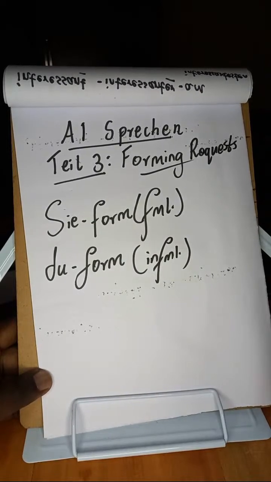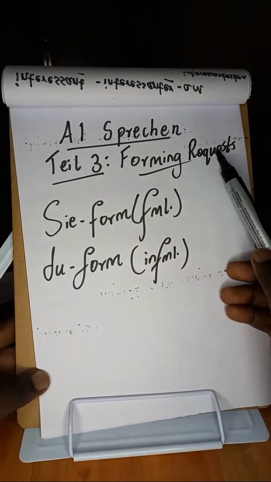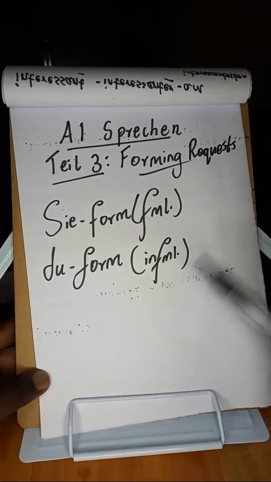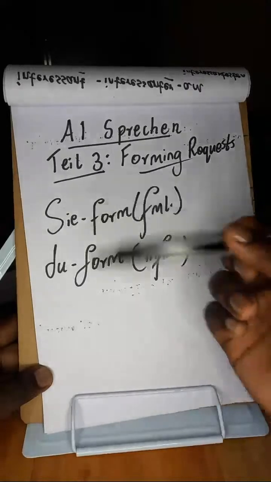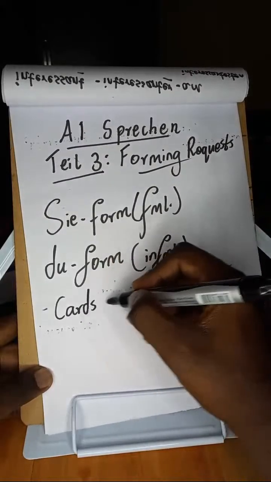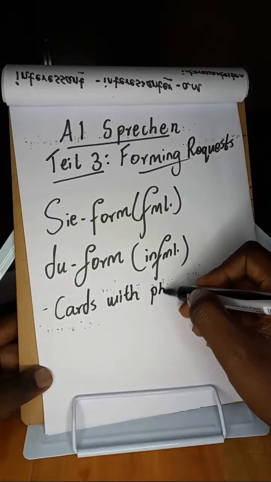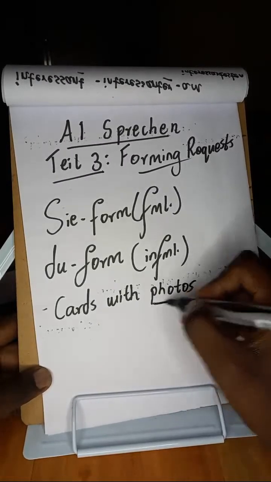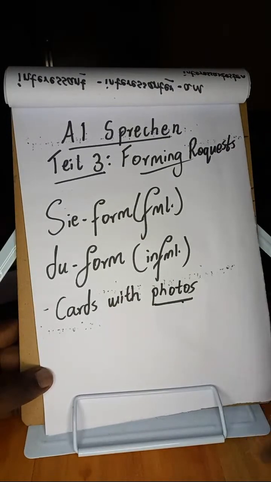So again, back to a point. Remember, in this part 3, you're going to form requests. So I'm going to go ahead and give some examples of requests and sentences you could use in this part, all right? I will be forming them in the Sie form, okay? So remember we said that you will get cards with photos. You are expected to use those photos to form requests.